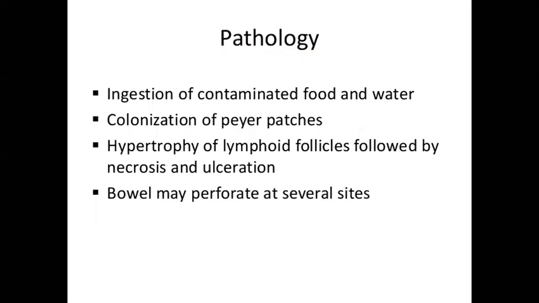And now, what's the pathology? How does typhoid occur? It occurs due to ingestion of contaminated food and water, colonization of Peyer's patches, hypertrophy of lymphoid follicles followed by necrosis and ulceration. The bowel may perforate at several sites.